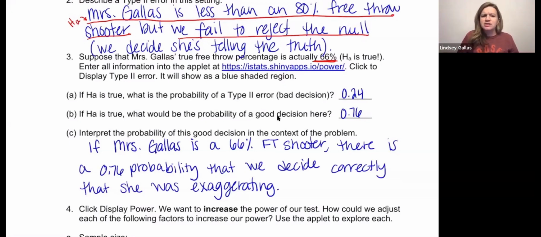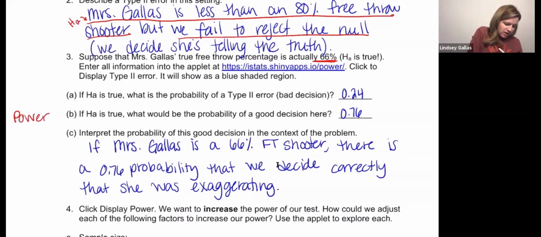So what I want to think about here is, well, if the probability of a bad decision is 24%, then doesn't the probability of the good decision have to be all of the other options? Like I can either make a good decision or a bad decision. I can't do anything else. So if there's a 24% chance that I make a bad decision, then there's a 76% chance that I make a good decision. So what I'm noticing here is that on the applet, it said power 76%. And then in B, it's really saying, well, in other words, a good decision is 76% as well. So what that means is this part B, this is actually this thing we call power.